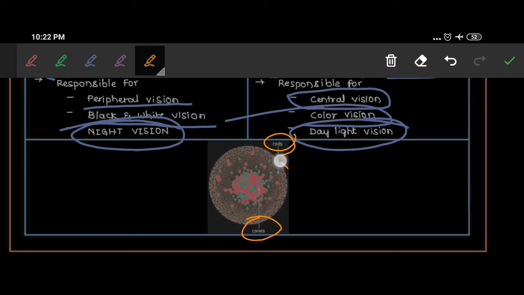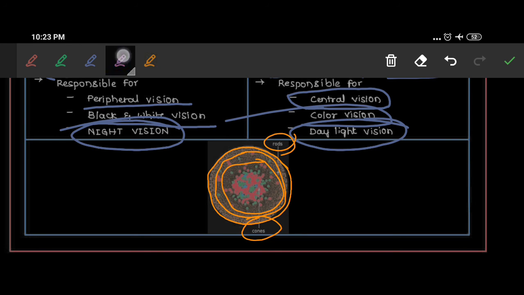As you can see, the rods are mostly peripherally located, and in the center, RGB, you can see the red, blue, green, all types of cones.